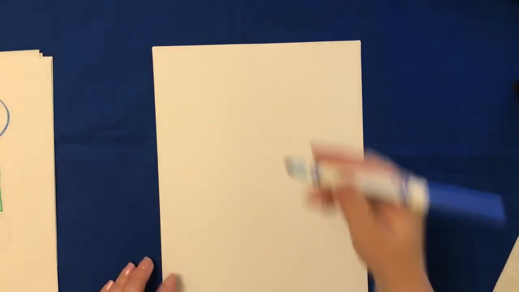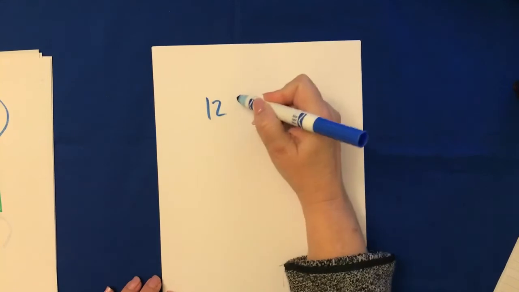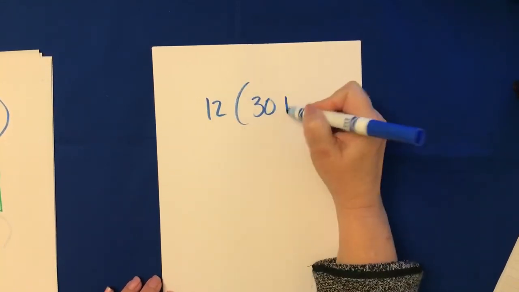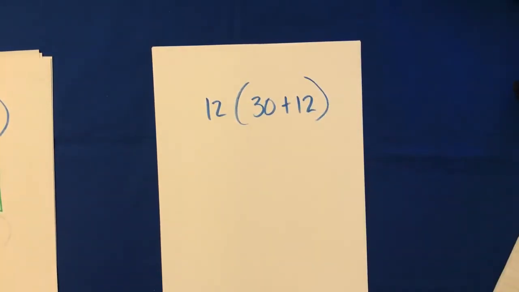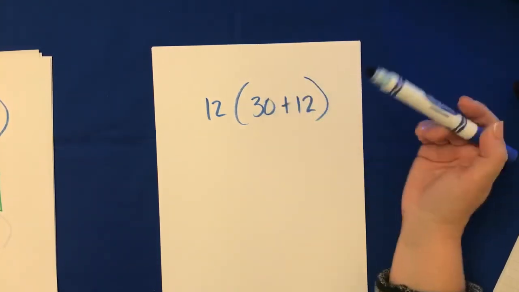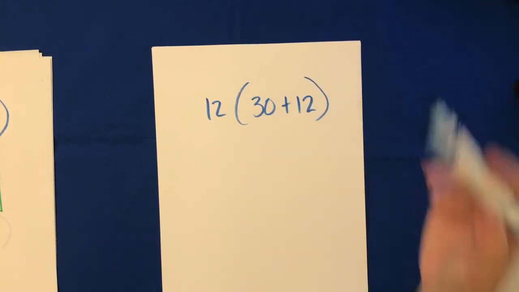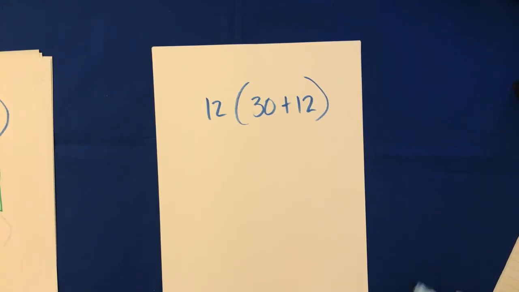I'm going to slide this over here. And let's try 12 times 30 plus 12. So maybe I have 12 baseball players, and they're buying uniforms, and maybe the jersey costs $30 and then the belt and the hat costs 12. So how much would they need to spend altogether?